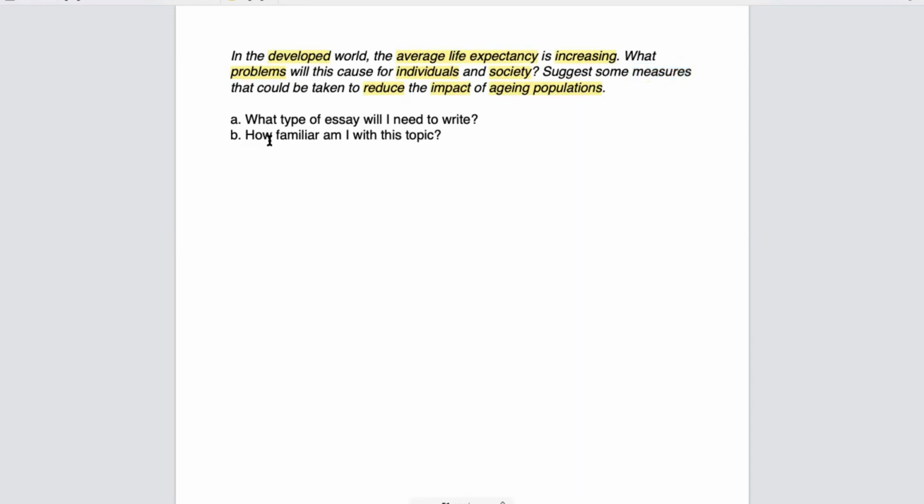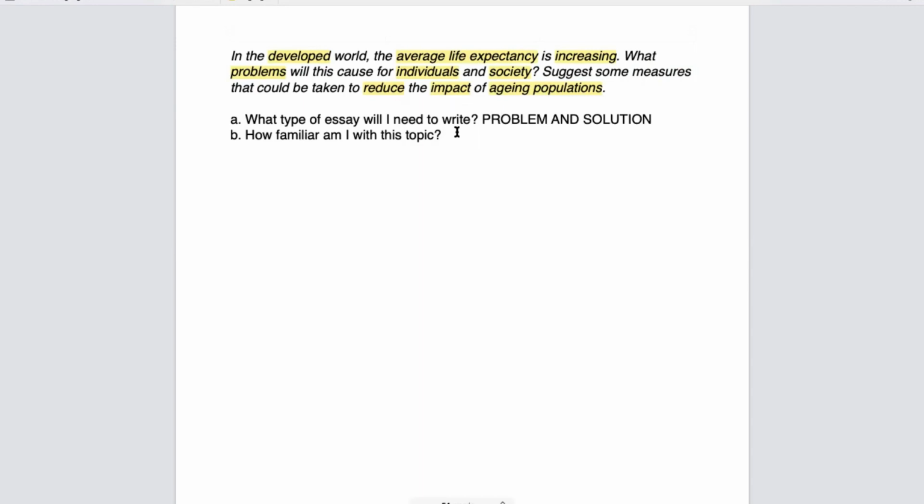So now I have two questions for you, and this is what you should be asking yourself when you read the prompts in your writing exam. You want to ask yourself two things. The first, what type of essay will I need to write? And just from reading it over and underlining your keywords, you should be 100% confident that this is a problem and solution essay, okay? So be prepared for these outlines, which we'll get into in just a moment, and the layout of your essay.